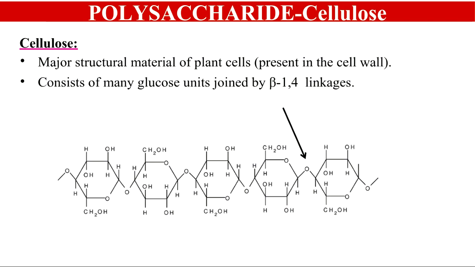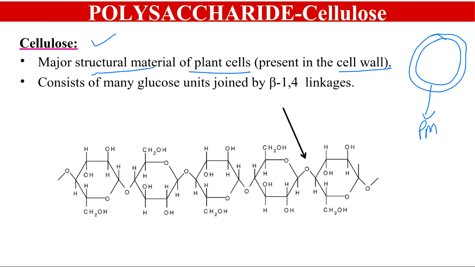Now, cellulose is the major structural material of plant cells, and it is present in the cell wall. You know that this is the outermost layer of the plant cell, that is the cell wall, and inside the cell wall is the plasma membrane or the cell membrane. So this is the plasma membrane and this is the cell wall. The cell wall is composed of cellulose.